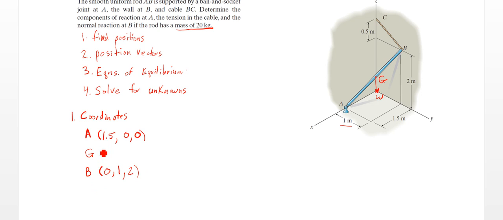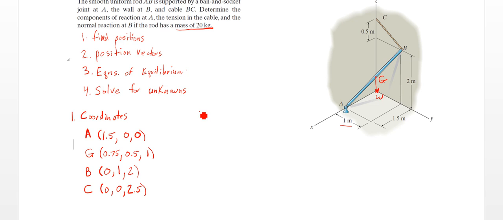So G is going to be halfway between here and there, 0.75, 0.5, and 1. So I just took this difference between A and B, took it in half. This difference between A and B in the y direction divided by half, and in the z direction divided by half. And then finally point C, we're back on the z axis here, so we're going to be 0 x, 0 y, and something in z, 0, 0. So if at B we're at 2 and we add another half to that, we're at 2.5. So those are coordinates.